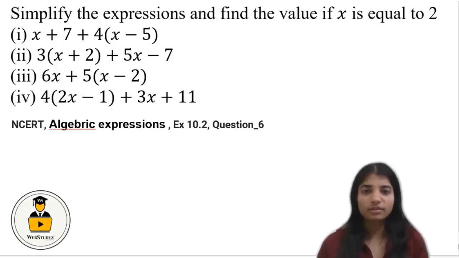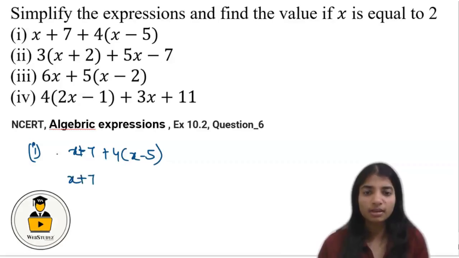In this question, we have to simplify the expression and then find its value if x equals 2. Firstly, we have to simplify the expression. The expression given is x + 7 + 4(x - 5). After simplifying, we plug in the value of x as 2 in order to find the value of this expression.